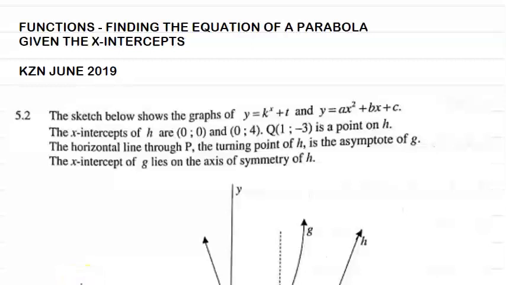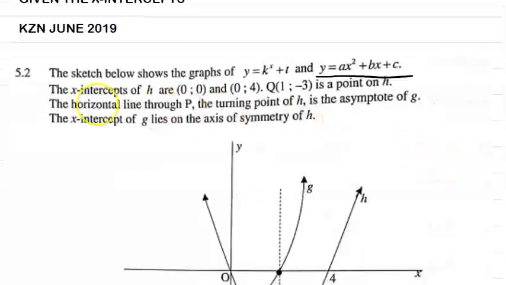It says the sketch below shows the graphs of y equals k to the x plus t and y equals ax squared plus bx plus c. So we're only going to be concentrating on the parabola in today's video lesson. It says the x-intercepts of h are (0; 0) and (0; 4). Well, this is supposed to be (4; 0), so we'll correct that. And Q(1; -3) is a point on h.